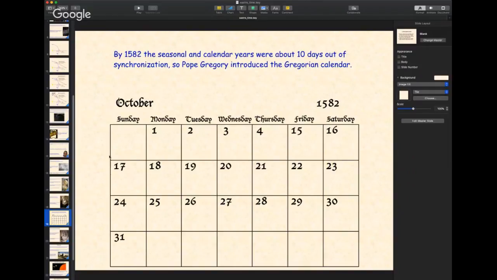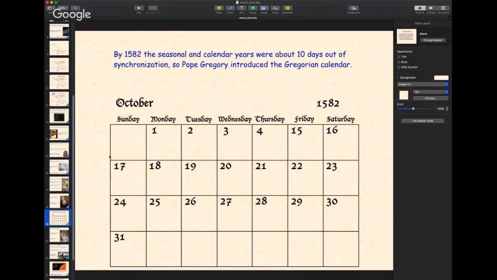So at this time, the Catholic Church is the power structure in the world. And so Pope Gregory decides he has to do something radical in order to bring the synchronization back. And so he introduces the system that is still with us today and is called the Gregorian calendar. So I want you to take a look at this calendar, 1582 in October, and you'll notice something about that calendar. October 1, 2, 3, 4, 15.